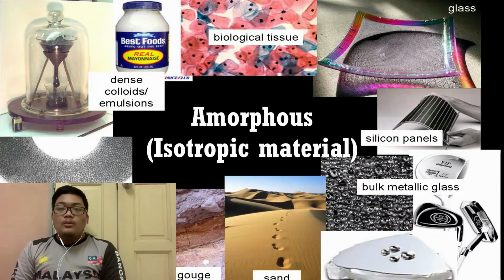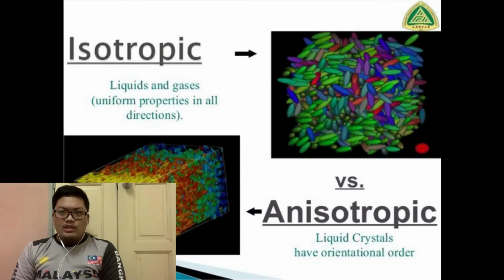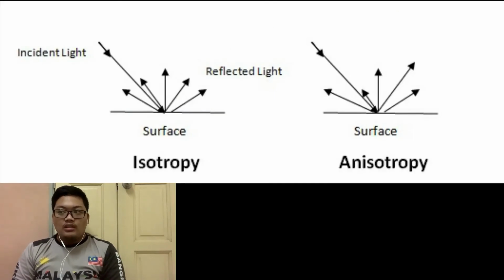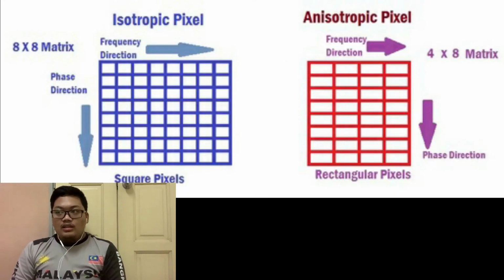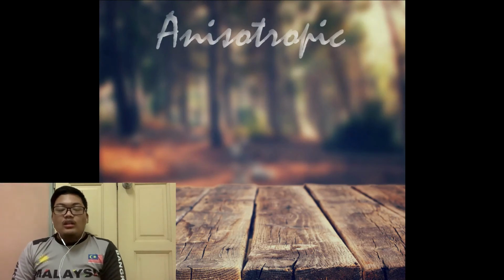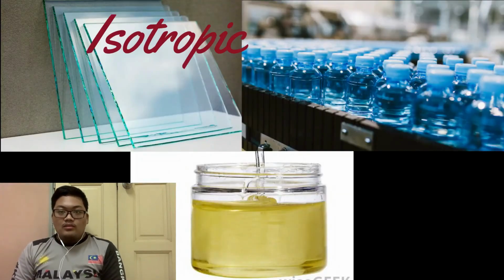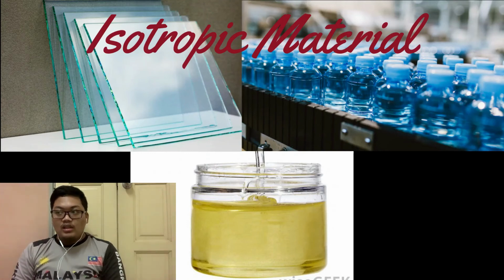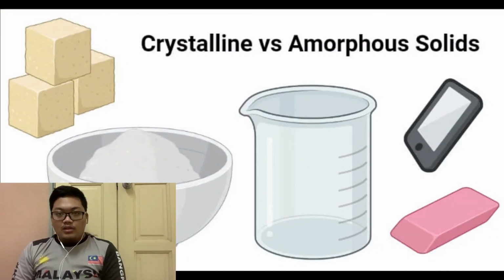Amorphous is an example of an isotropic material. What is an isotropic material? An isotropic material is a material that has the same structure with identical properties. In this case, we can say that the material will have the same strength and also the same hardness, differing from the anisotropic. Examples of isotropic materials are glass, plastic, and also wax. From here, we can see the difference between anisotropic and isotropic materials.